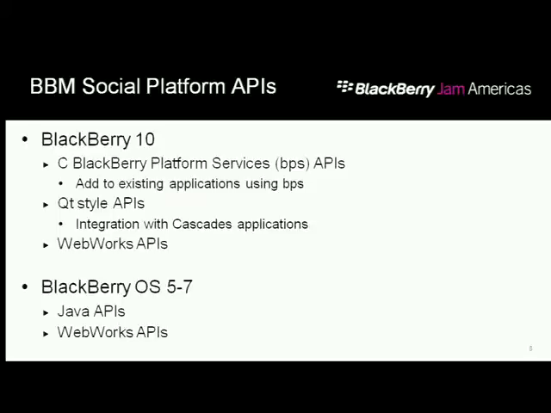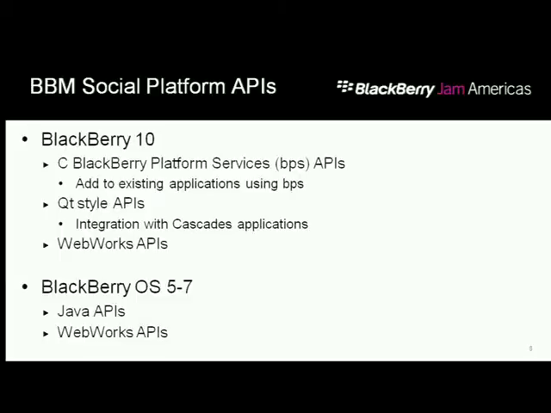So we'll get into some more technical aspects of what you actually have to do to connect your application now. At a high level, there's a few different flavors of APIs you can use to connect your application to BBM. On the BlackBerry 10 side, we have two flavors that you can use in native. We have the C-style BlackBerry Platform Services APIs. So if you're already using BPS within your application, maybe you have a game or started early with that library, we do have APIs for BBM, so you can access the BBM Social Platform using that style.